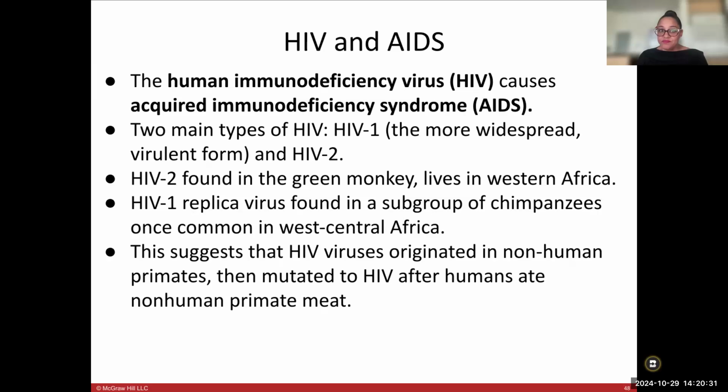There's also HIV-2. HIV-2, found in the green monkey, lives in Western Africa. HIV-1 replicates a virus found in a subgroup of chimpanzees that was once common in West Central Africa. This suggests HIV viruses originated in non-human primates, then mutated to HIV after humans ate the non-human primate meat. That is the best theory right now on how HIV jumped from primates like monkeys into humans.